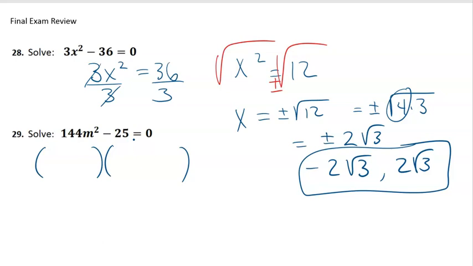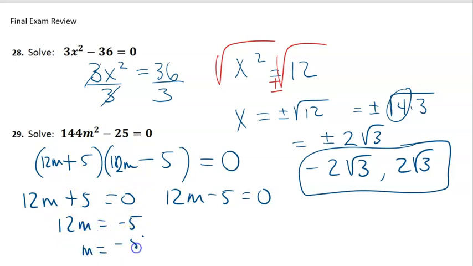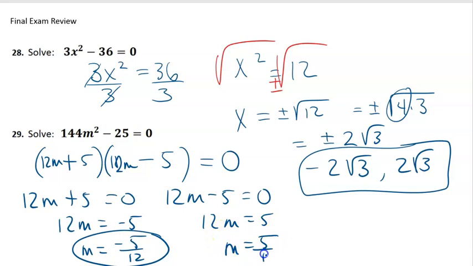Okay, just like we did above. But if you do it this way, a plus and a minus, still equal to 0. The square root of 144 m squared is 12m in the first position. Square root of 25 is 5 in the second position. Now what? Set each factor separately equal to 0. Subtract the 5 over here. That's 12m is equal to negative 5. Divide both sides by 12. That gives you negative 5 twelfths. That's one of your answers. Add the 5 here, that's 12m equals 5. Divide both sides by 12, and you get m is equal to positive 5 twelfths.